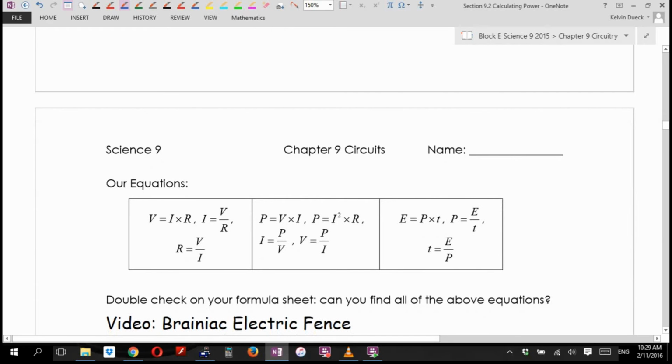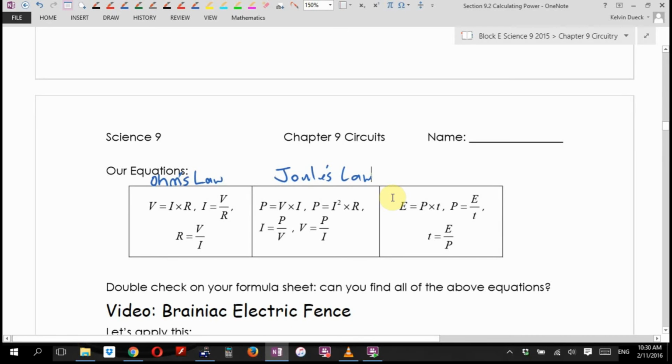So, Mason, coming back to you, I think you guys have this box on your formula sheet with all these equations, yes? We have Ohm's law, Joule's law, and then the definition of power. Oh, and I also got energy by itself, so you can find out how much energy you're using if you know the power and for how long it's running. Or I can ask you, how long will it need to run in order to use this much energy? Double check on your formula sheet. Can you find all of the above equations?